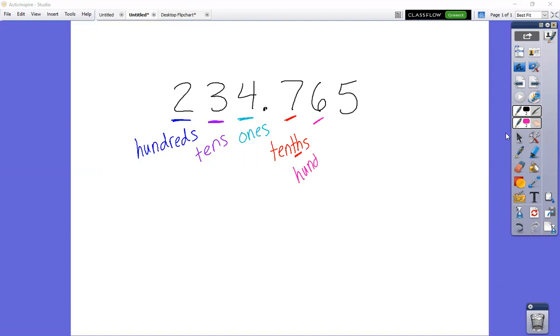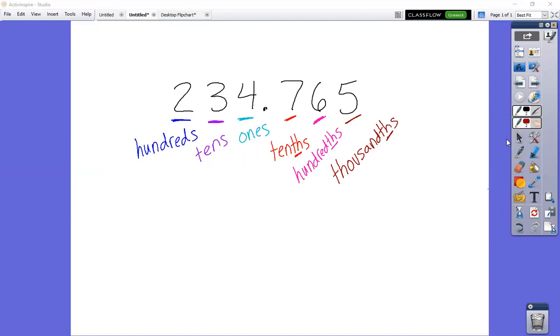Okay, and then the 6 that we have right next to it, the 6 is called the hundredths place. Again, that TH is really important because the hundredths place is different than the hundreds place. That's super, super important. Okay, and then the 5 that we have down here, our very last one, this 5 is the thousandths place. Again, it's different than the thousands place. It's the thousandths place. Okay, so those are super, super important.